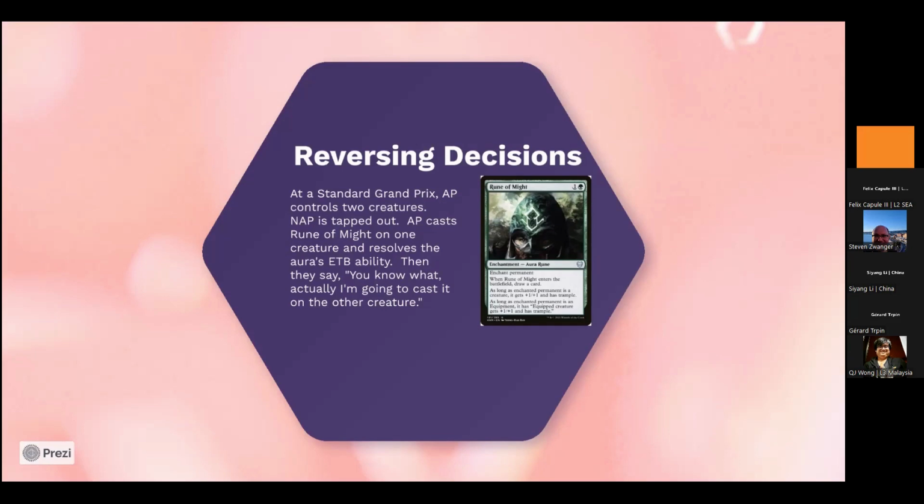At a standard Grand Prix, the active player controls 2 creatures, and the opponent is tapped out. They can't do anything. The active player casts Rune of Might on 1 creature, and Rune of Might has an enters the battlefield ability. It says when Rune of Might enters the battlefield, draw a card. So they resolve the enters the battlefield ability, and then they say, you know what? I'm actually going to cast Rune of Might on this other creature because I'd rather attack with this other creature instead of my first creature. So I want the +1/+1 to go to the second creature instead. As a judge, do you think this is okay? Would you allow the player to reverse this decision?